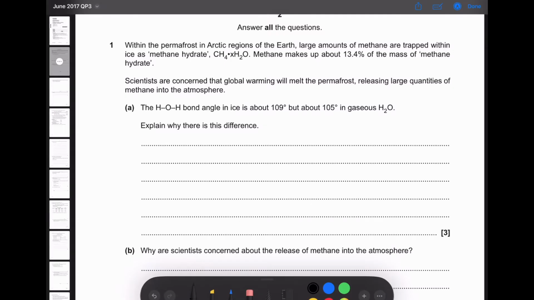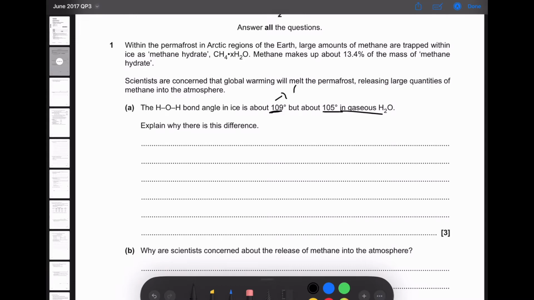Within the permafrost in Arctic regions of the Earth, large amounts of methane are trapped within ice as methane hydrate. Methane makes up about 13.4% of this mass. Scientists are concerned that global warming will melt the permafrost, releasing large quantities of methane into the atmosphere. The HOH bond in ice is about 109, but about 105 in gaseous H2O. Explain why there's this difference.